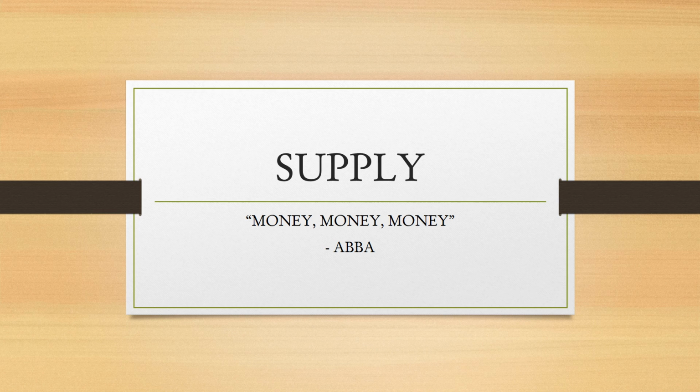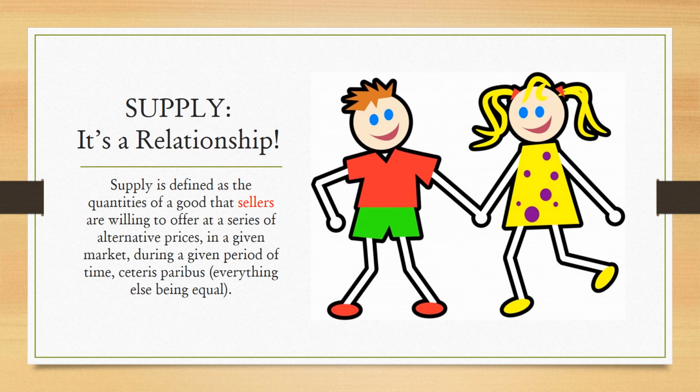My quote for this one is Money, Money, Money by ABBA because essentially suppliers like to see money rolling in. Okay, supply, just like demand, it is a relationship. The difference being that supply is the quantity of a good that sellers are willing to offer at a series of alternative prices in a given market during a given period of time, ceteris paribus.